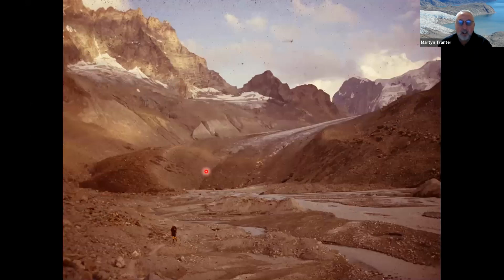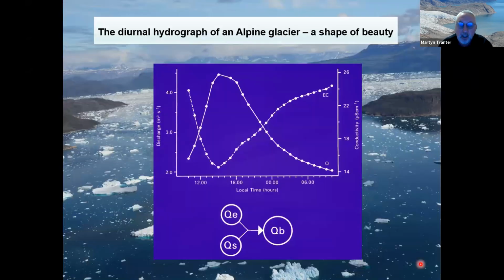And here's a slide of Arolla back in the early 80s. Since then, it's retreated round the bend by several hundred meters. It's a sad place. And I was fascinated by this turbid runoff coming out of the glacier front. And I fell in scientific love with the diurnal discharge cycle of an alpine glacier. It always gets me going. You know, the sun comes out in the day and the discharge rises. It goes to bed at night and the discharge falls.